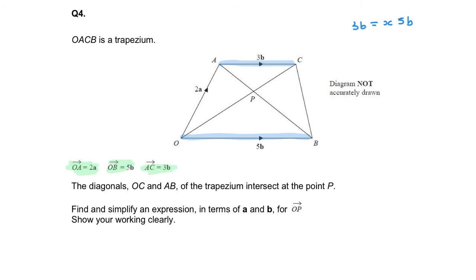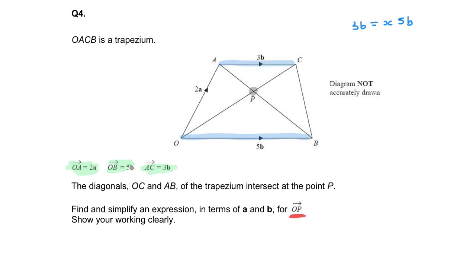Right. So they intersect here. Now it wants us to find OP. Okay. So, to find OP, we have to find different ways to get to P. If that makes any sense. Okay? Different ways. So, let's start.